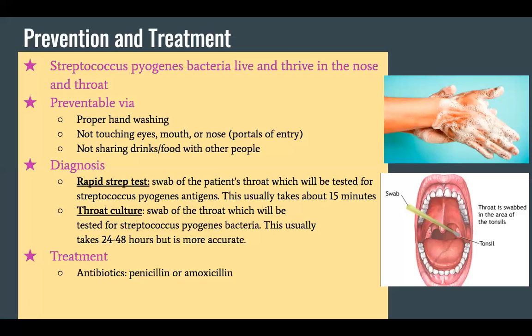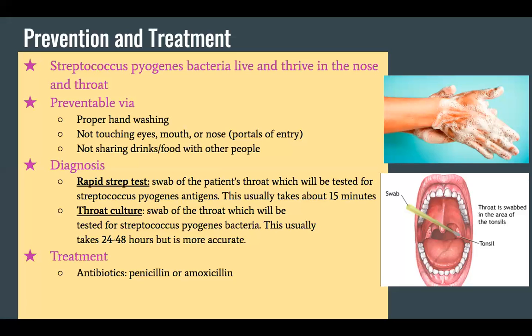When you go to the doctors, there's 2 different ways that they can diagnose you. Typically, by just looking at your throat, it's pretty self-explanatory that you would have the disease, because your throat would be so swollen. So doctors will typically do a rapid strep test first, which takes about 15 minutes, and they can do it in the doctor's office. As you can see in the picture, they just swab the tonsils of the patient. And this test will test for the Streptococcus pyogenes antigens, and that's how they can find it so easily.